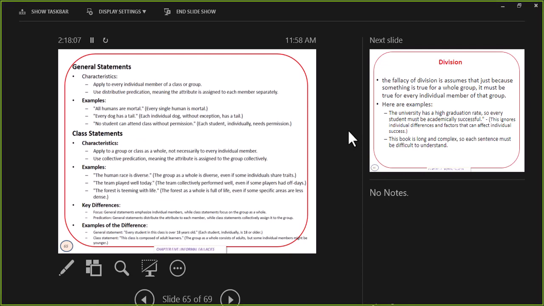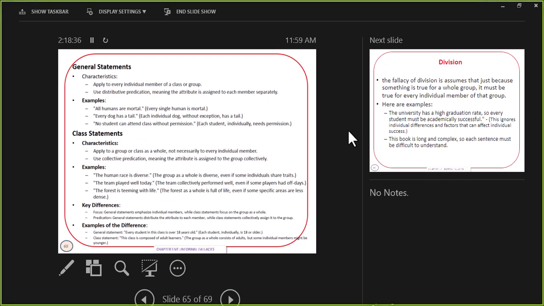Whereas class statements apply to a group as a whole, not necessarily to every individual member. They use collective predication, meaning the attributes are assigned to the group collectively. For example, the human race is diverse. What does it mean? When we say that the human race is diverse, does it mean each and every human being on the planet Earth?